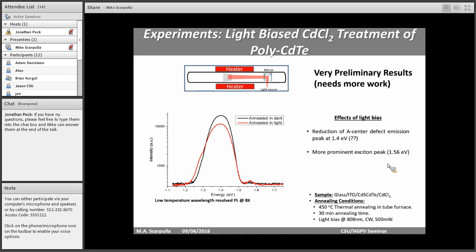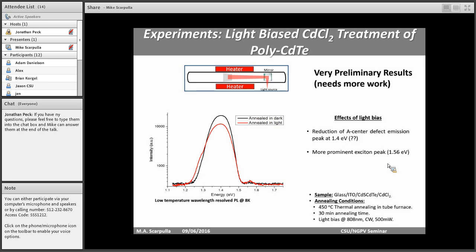And the red one annealed in the light has a lower intensity. And with that, if we think what the A-center actually is, the A-center is thought to be a vacancy of cadmium paired with a next-door neighbor compensating donor. And so, in some sense, we've maybe suppressed the formation of these compensating dopants, although I'm not sure I would hang my hat completely on this result yet.